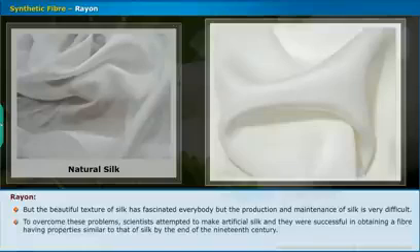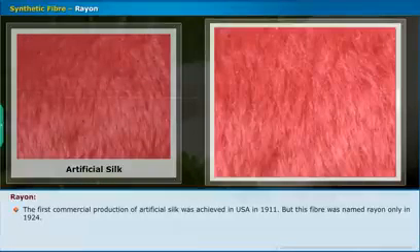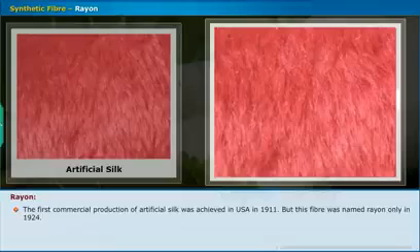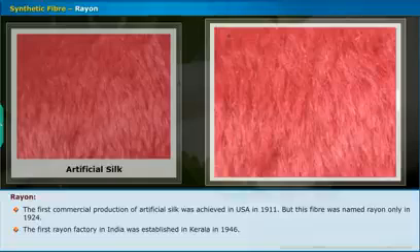To overcome these problems, scientists attempted to make artificial silk and they were successful in obtaining a fiber having properties similar to that of silk by the end of the 19th century. The first commercial production of artificial silk was achieved in USA in 1911, but this fiber was named rayon only in 1924. The first rayon factory in India was established in Kerala in 1946.